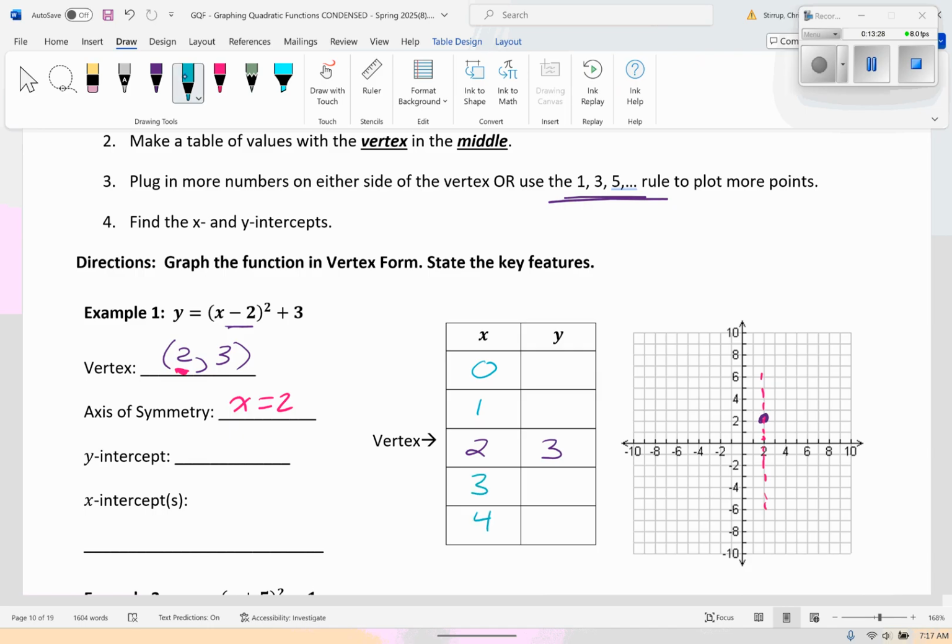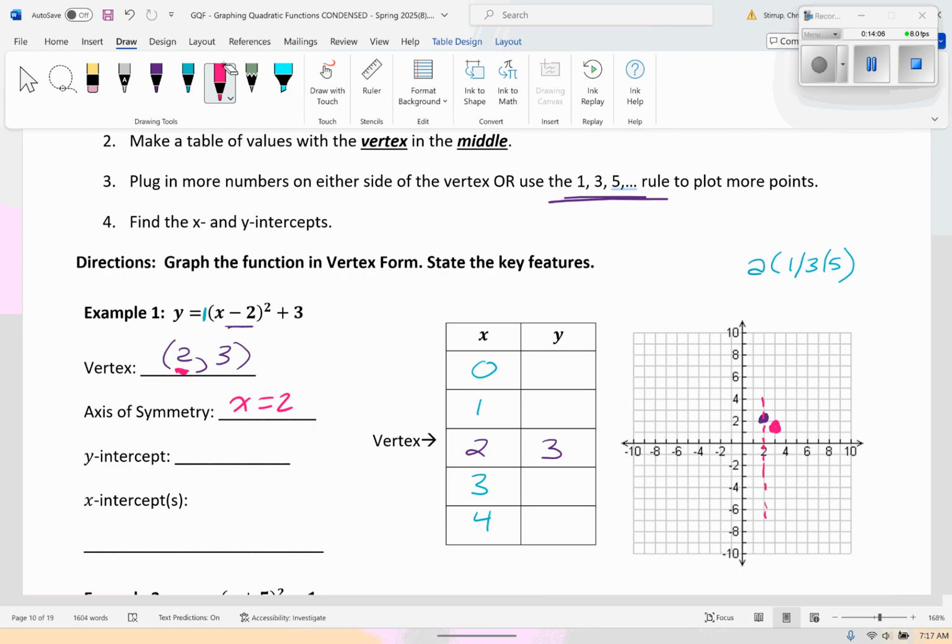Now, I don't have to plug those into the actual problem itself. I'm going to do something called pattern graphing, and it's going to be whatever our a value is, the number out in front, which in this case is 1, times 1, 3, 5. So watch what I'm going to do. It's going to be the same type of thing every time. From the vertex, I'm going to go right 1, up 1.